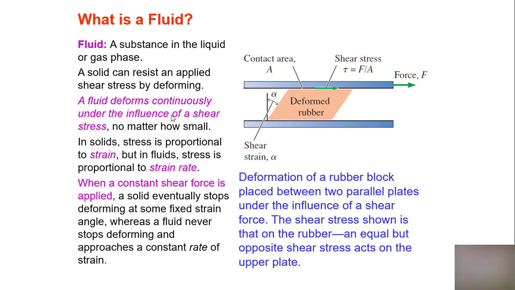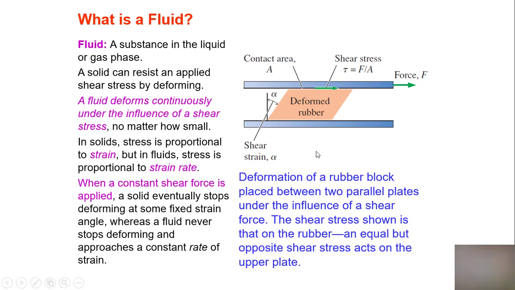So in other words, we can also define a solid in terms of stress, where we can say that in solids, stress is proportional to strain. So in this case, we can say sigma is directly proportional to strain. But in fluids, stress is proportional to strain rate. So this is another way of differentiating between a fluid and a solid.